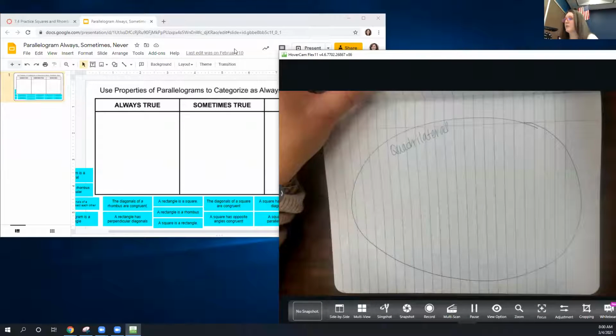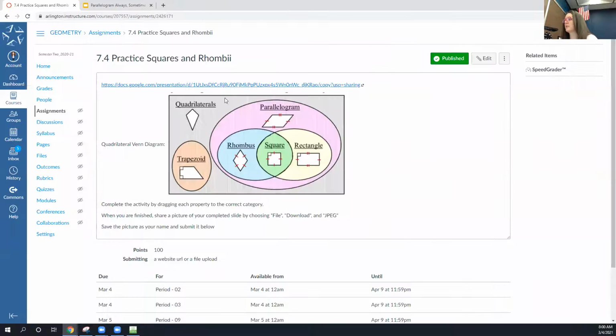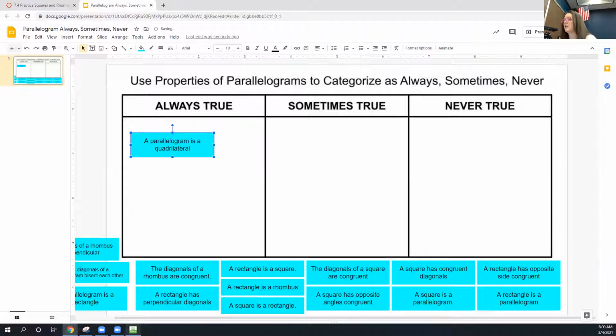I want to share with you a little bit about how to do this always, sometimes, never true activity, using the Venn diagram that you saw in the notes. You see this Venn diagram, that'll really help you. We're just going to be talking about this parallelogram Venn diagram, but I want to show you how to do the drag and drop matching here.